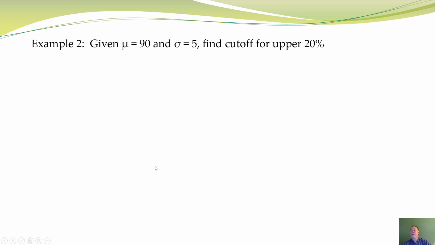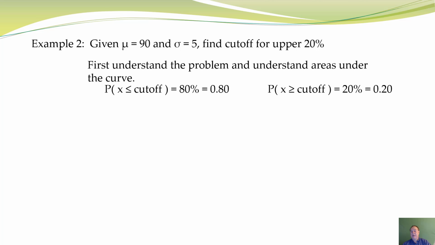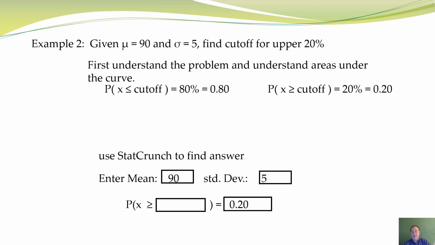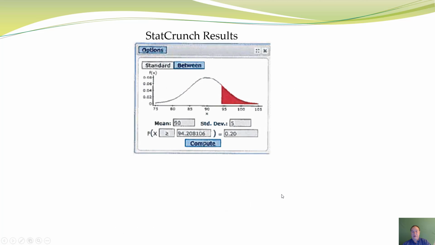Now, what about the cutoff for the upper 20%? Now you have to understand what the upper 20% is. So now I want greater than or equal to the cutoff to be 20%, and less than or equal to the cutoff to be 80%. So I chose greater than or equal and put 0.20 in. And this is what you would get, just like we've been doing. You have the 90 for the mean, standard deviation of 5, greater than or equal, 20%. And this answer appears. So the cutoff is 94.2.